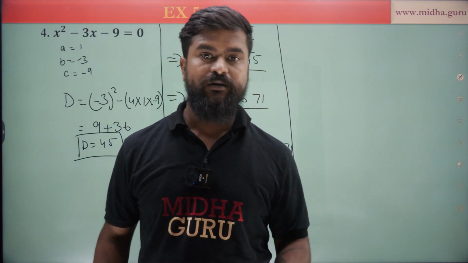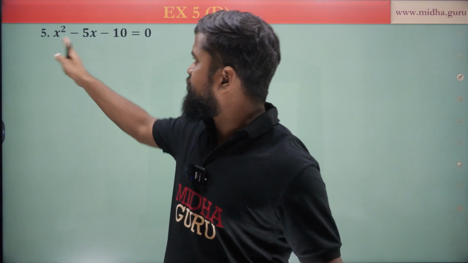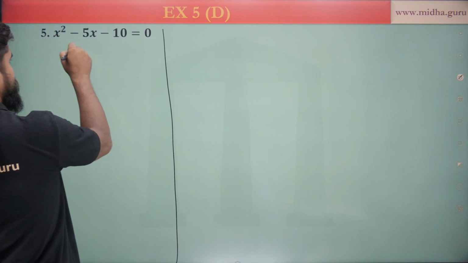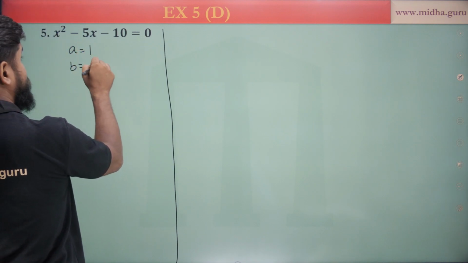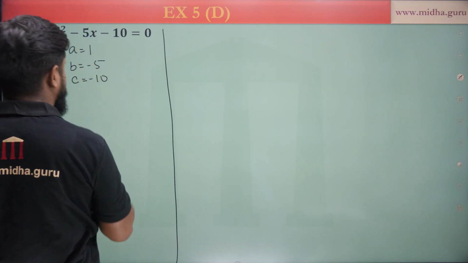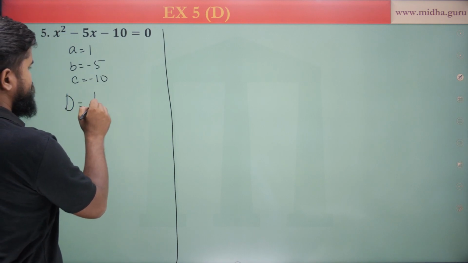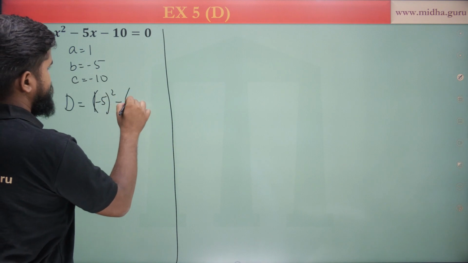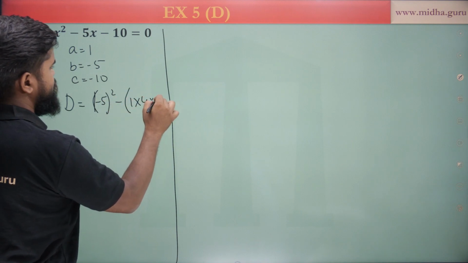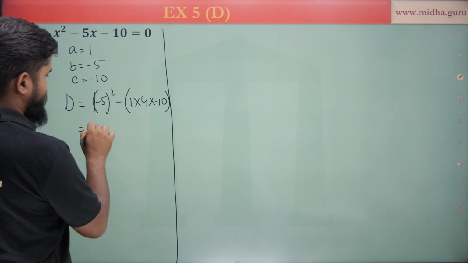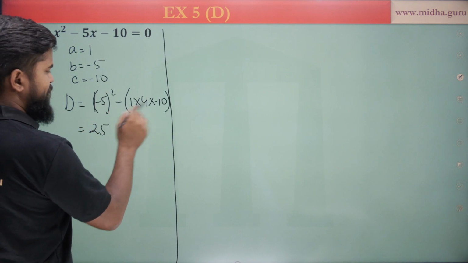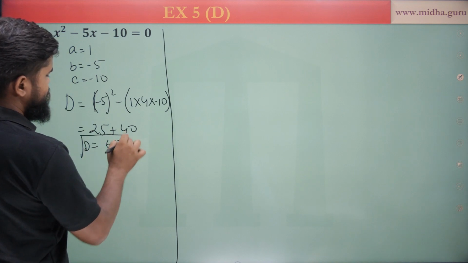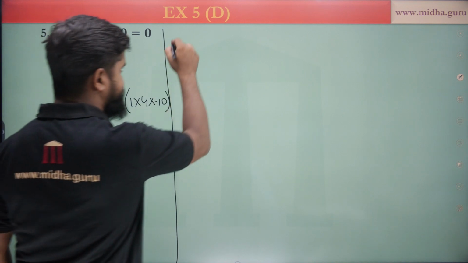Now let's move on to the next equation. The next equation is x square minus 5x minus 10 is equal to 0. So a is equal to 1, b is equal to minus 5, and c is equal to minus 10. So the discriminant will be equal to minus 5 whole squared minus 4 into 1 into minus 10. So 5 squared becomes 25, and since we have minus and minus, this becomes plus 40. So this is 65. The discriminant is equal to 65.